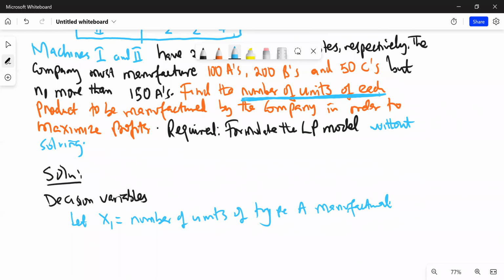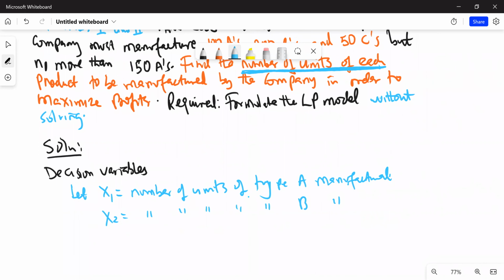Then we also have X2, which is the number of units of type B manufactured. Then finally, we also have X3, which is the number of units of type C manufactured. So those are our decision variables. That's the first step.